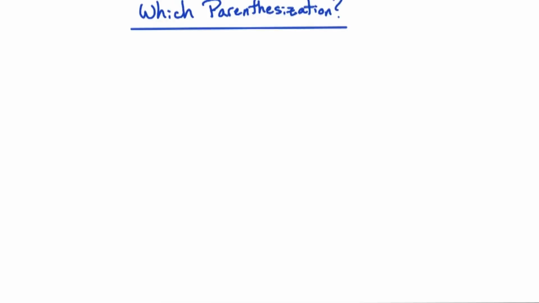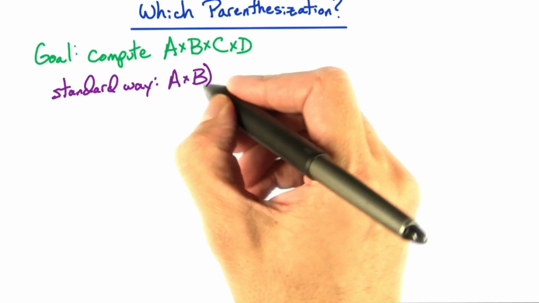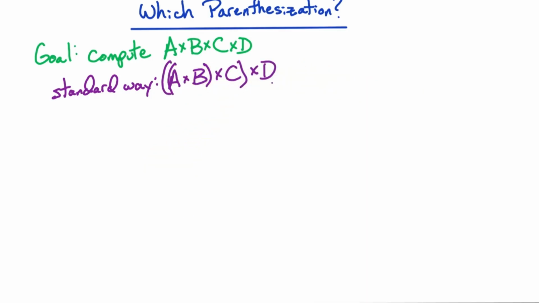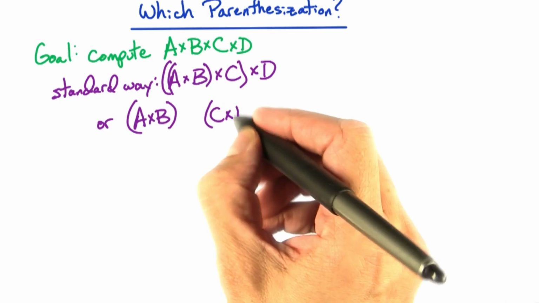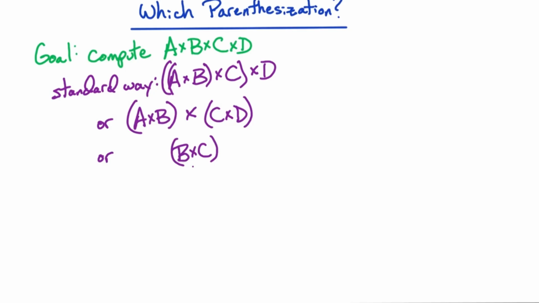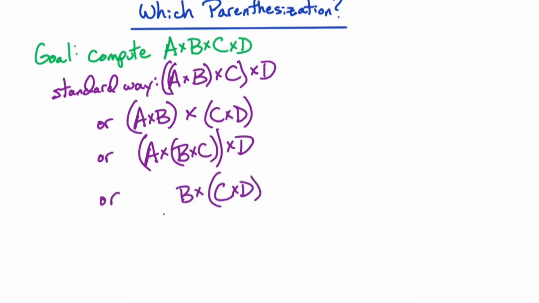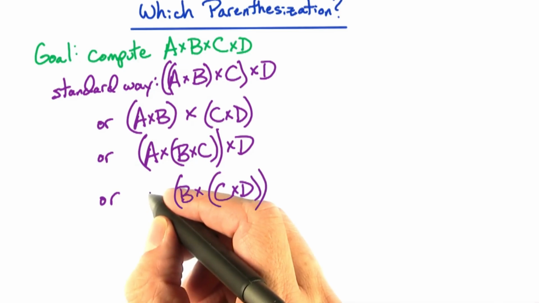Recall our goal is to compute A times B times C times D. Now matrix multiplication is associative, so there are many ways to compute it. The standard way is to compute A times B, take that product times C, take that product times D. But there are other things we can do. For instance, we can do A times B first, then C times D second, and then multiply these two together. Or we can start with B times C, multiply that with A, and finally multiply that with D. Or we can start with C times D, multiply that with B, finally multiply that with A.